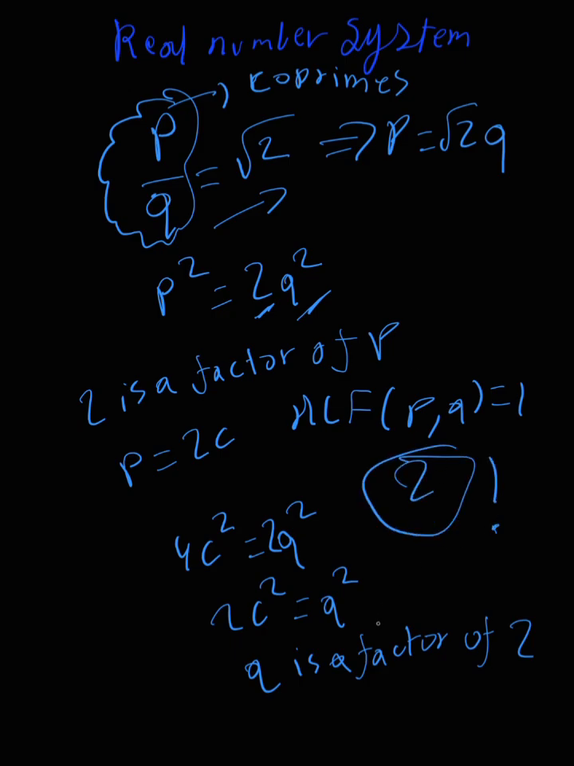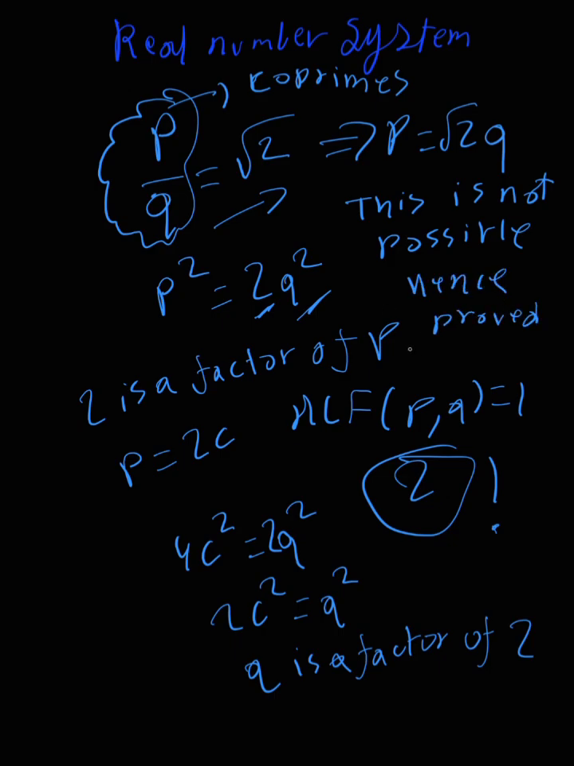Since 2 is common in both of them, we can say that this is not possible, hence proved. Okay, hence proved that root 2 is irrational. Okay, and that's our proof.